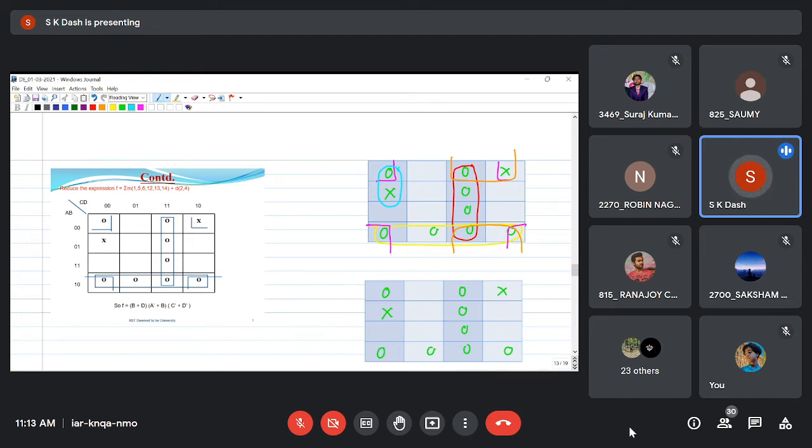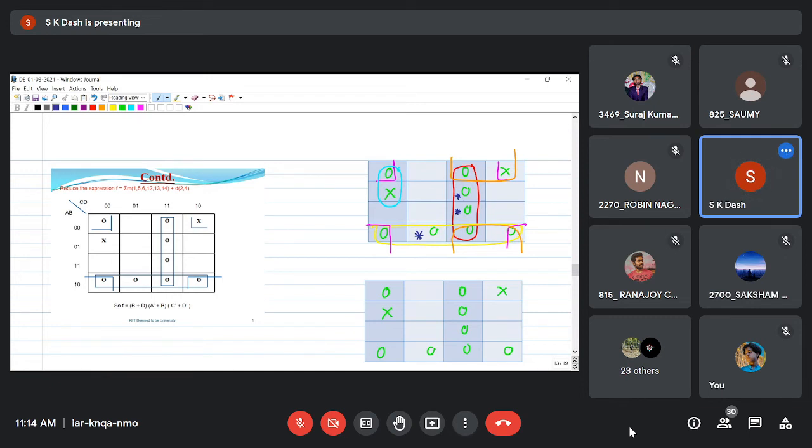Next, we have to check for the essential. So which combinations are essential? First start with the red color quad. Is it essential? Yes, sir. Why? Because of two of these zeros, they can both be covered only using this quad. Okay. Yellow color quad, is it essential? Yes, sir. Why? Because of which zero? The second one. Because of this zero, which can be covered using only this yellow color quad.